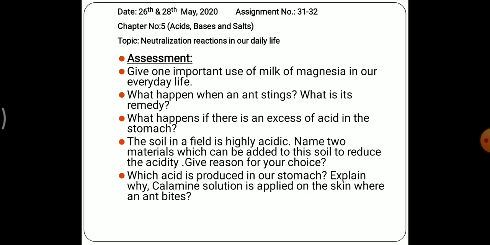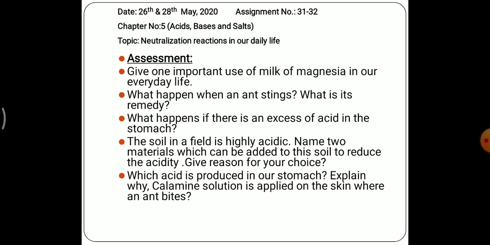Then, what happens when an ant stings? What is its remedy? What type of acid does an ant give? It gives formic acid. So you know the remedy also. If acid is there, which type of base will you use here? What happens if there is excess of acid in the stomach? I think you will be able to answer this question.